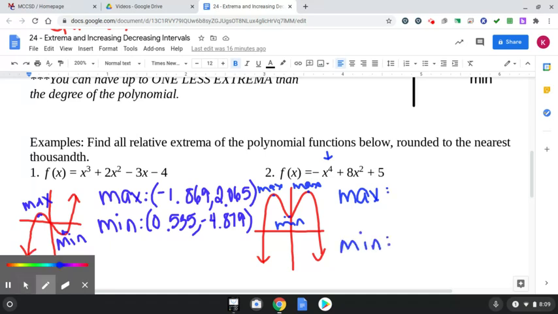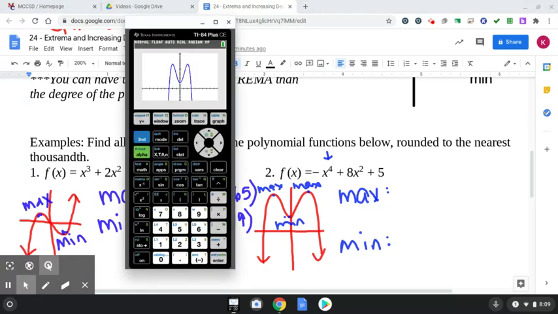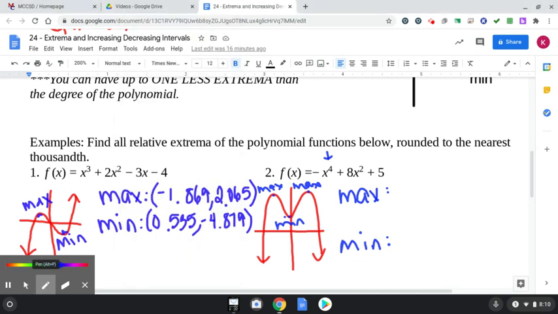So I go back to my calculator. I'm going to go into second, trace, number 4 for max. I'm going to find the max first. Left bound, enter. Right bound, enter. Guess, enter. Negative 2, comma 21. So this one's nice, so you don't even have to round. Negative 2, comma 21, which makes sense because we didn't see it at 20, but it was really close.